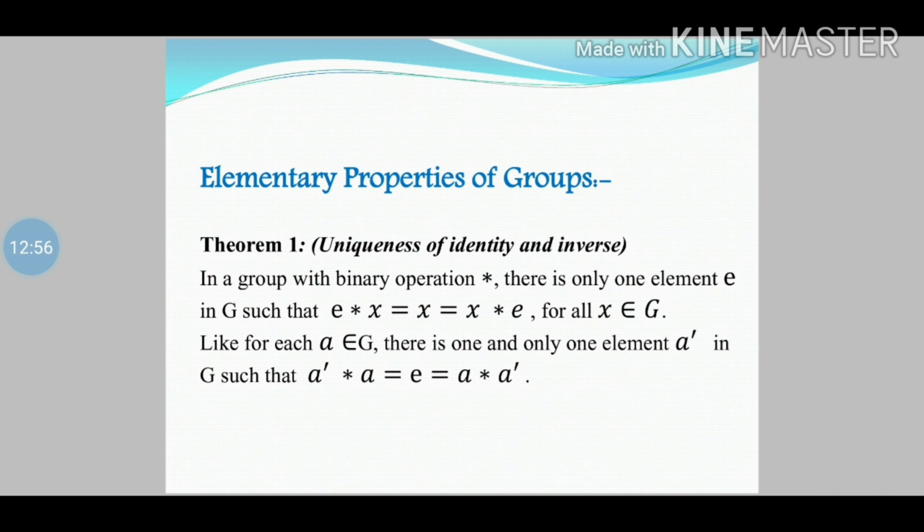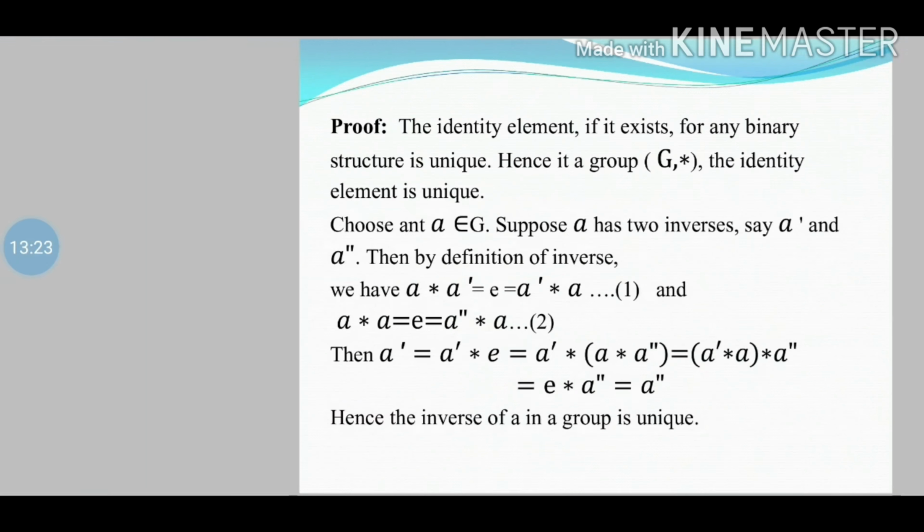The statement is like this: in a group G with binary operation star, there is only one element E in G such that E star X is equal to X is equal to X star E for all X belongs to G. Also, for each A belongs to G, there is one and only one element A dash in G such that A dash star A is equal to E is equal to A star A dash. Here A dash is said to be the inverse of A.